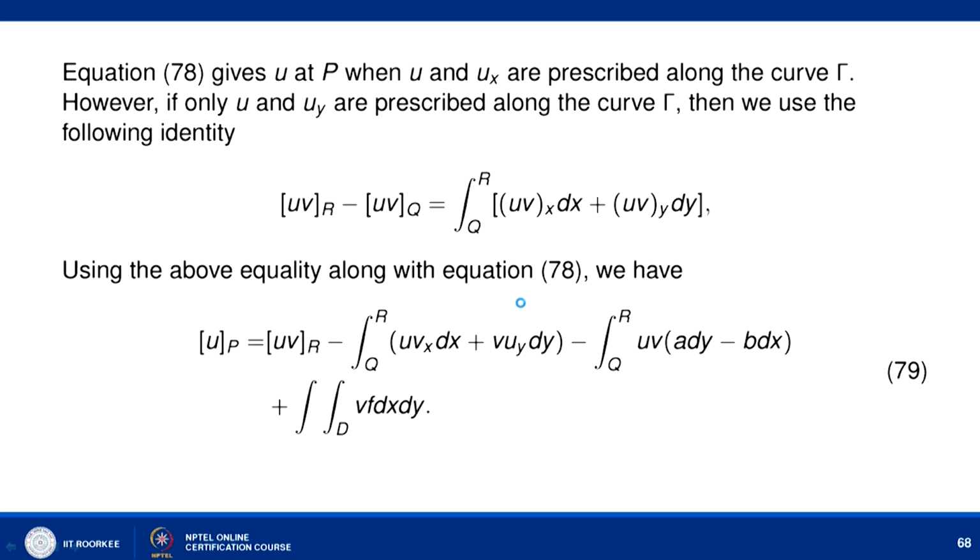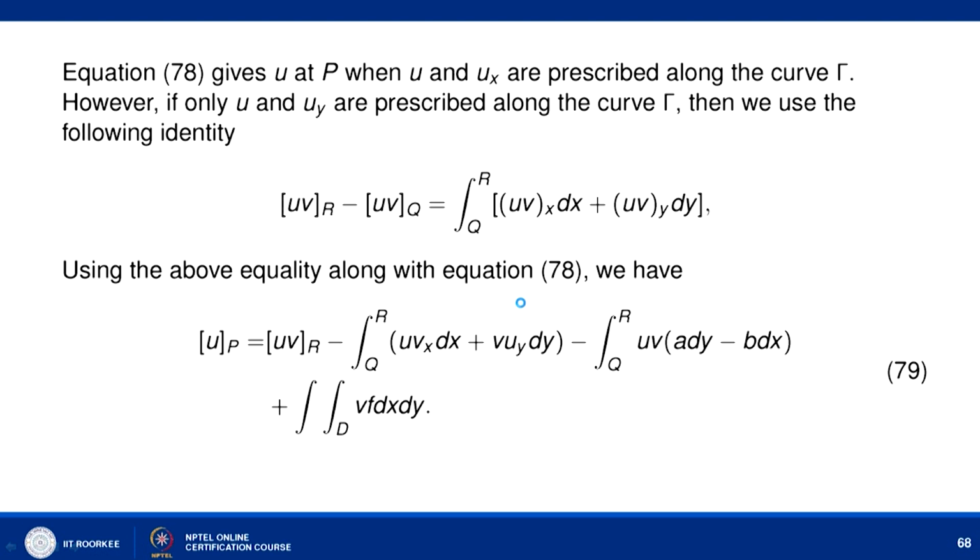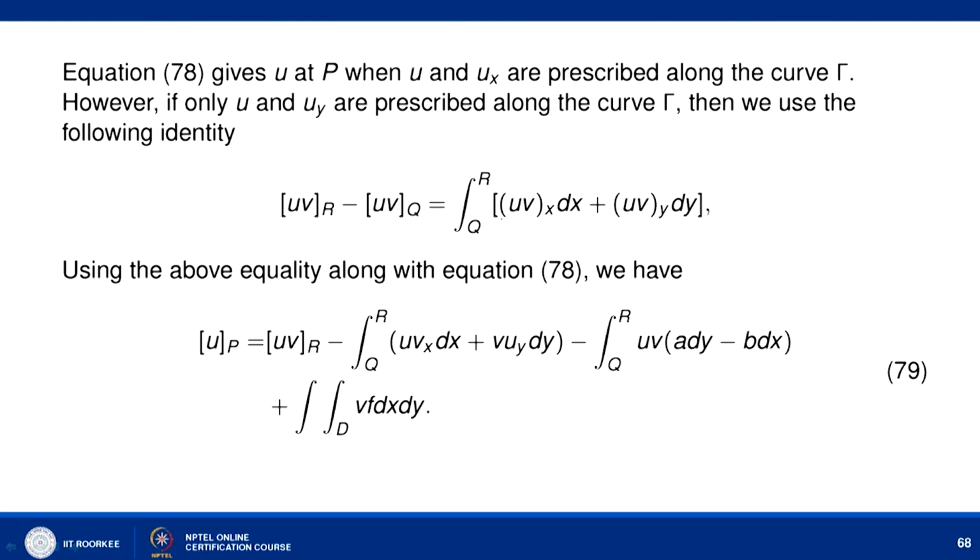Now, it may happen that on the initial curve you know only u and uy rather than u and ux. If you know only u and uy, then we cannot use equation 78 to find the solution u at P. So here we use one small identity: uvr minus uvq equal to the integral from q to r of (uvx dx plus uvy dy). In fact, along qr, it is simply d of uv. So using this, you can find the value of uvq from this, put it back, and you have this formula.